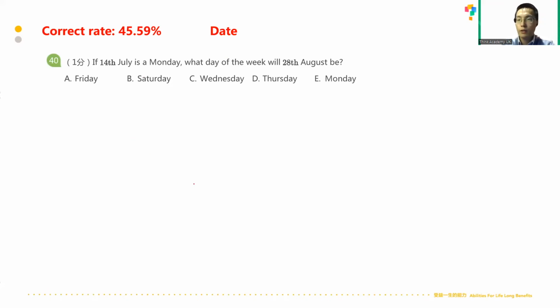So a week is a cycle, it's 7 days. But remember, we have to figure out which day we are starting from. So if we know 14th of July is a Monday, then the cycle will actually start from Tuesday, because we're starting to count at the following day, 15th of July, which is a Tuesday. So the cycle starts from Tuesday. So it's Tuesday, Wednesday, Thursday, Friday, Saturday, Sunday, Monday. It's like this, instead of starting from Monday and ending at Sunday.